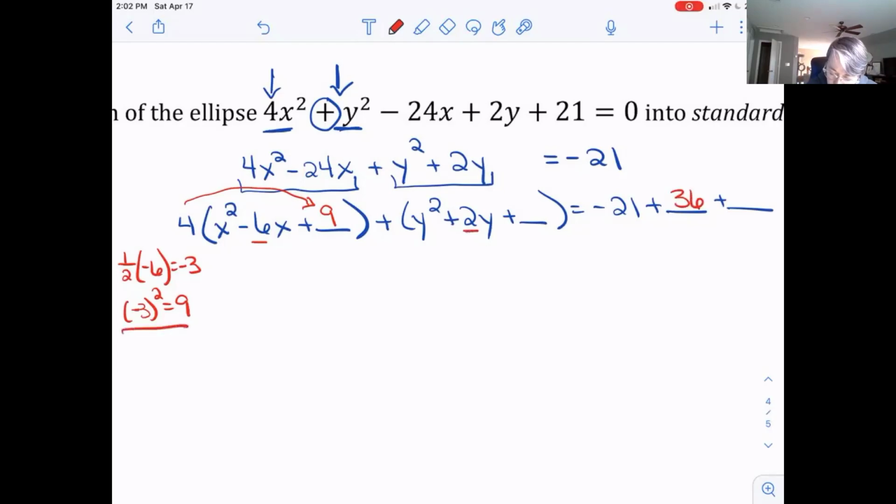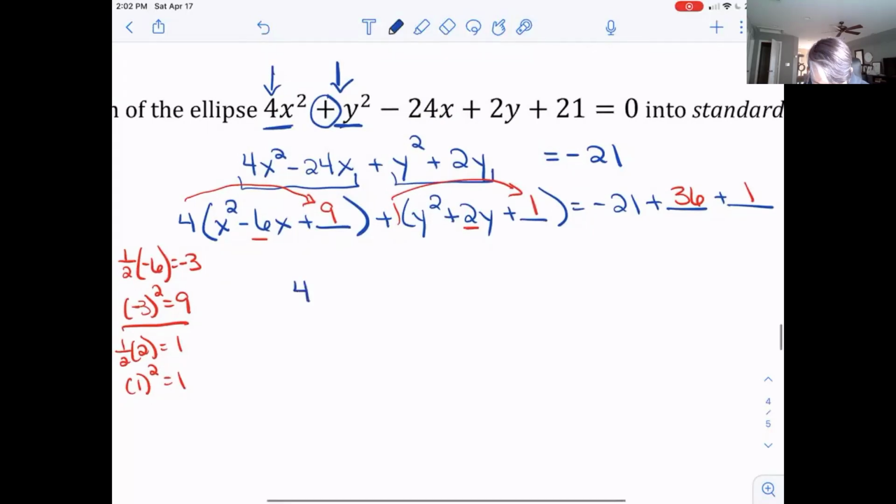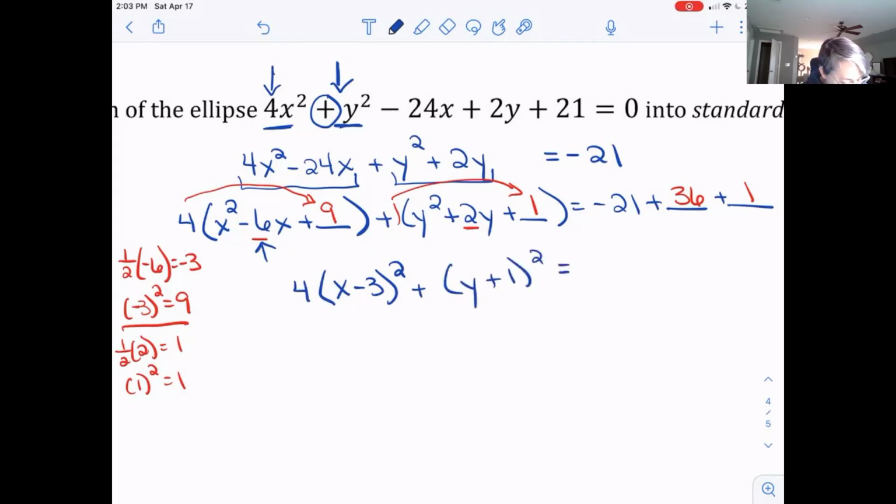Then we're going to do the same thing with this 2. We're going to take half of that 2, which is 1. Square that 1, and we get a 1. But there's nothing here, really. We're just multiplying by 1. 1 times 1 is 1. And so now we can simplify and change those to the binomial squares. So we get 4 times x minus 3 squared. Remember, it's always half this middle guy, plus y plus 1 squared equals, we add up the right-hand side, that gives us a 16.